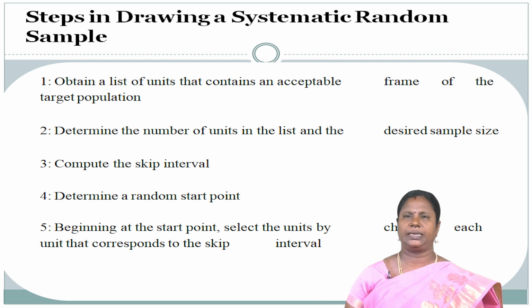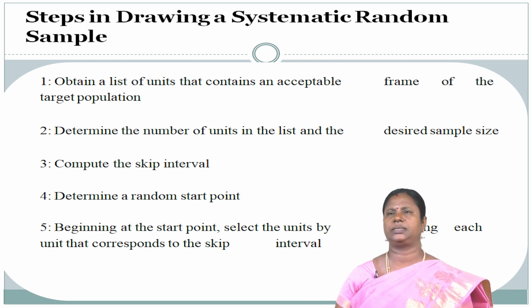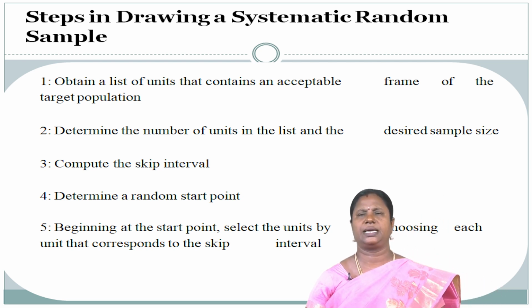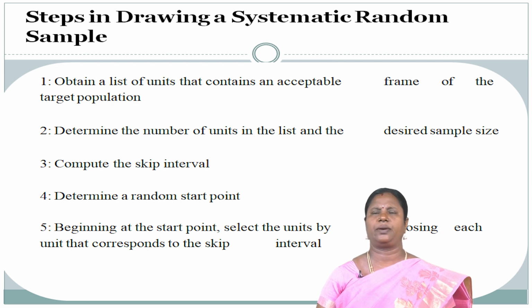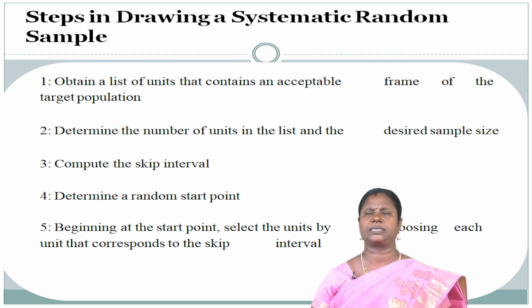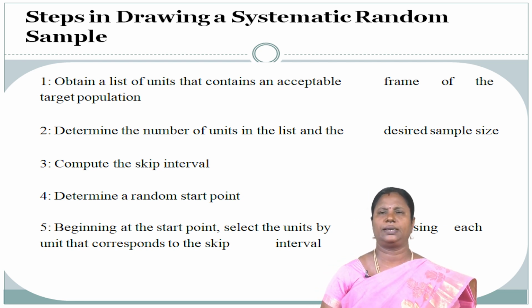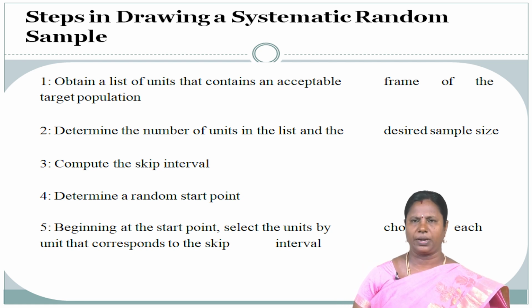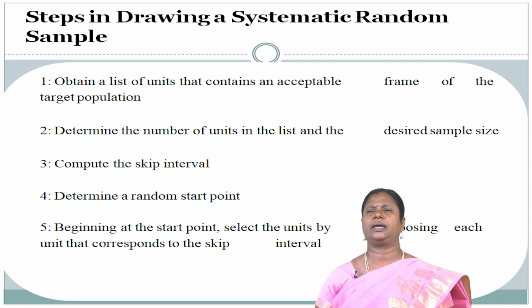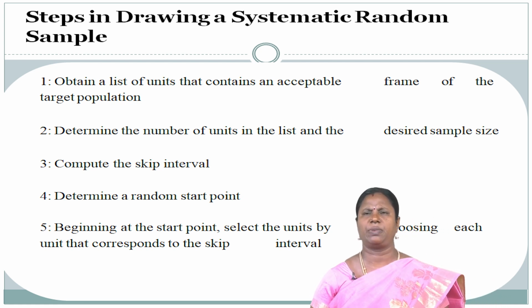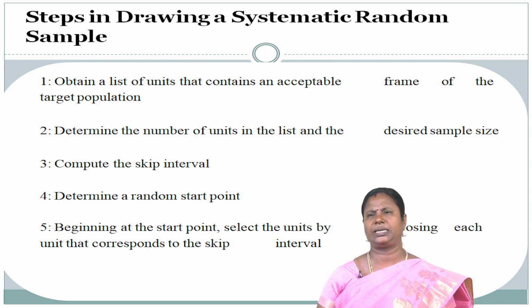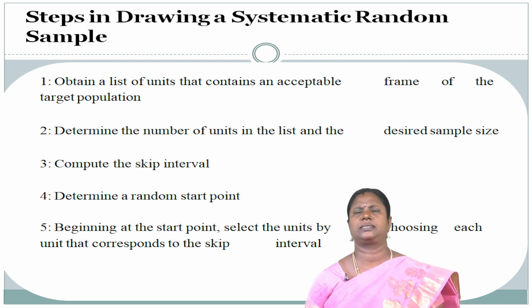Second one, determine the number of units in the list and the desired sample size. Third one, compute the skip interval. Fourth one, determine a random start point. Fifth one, beginning at the start point, select the units by choosing each unit that corresponds to the skip.